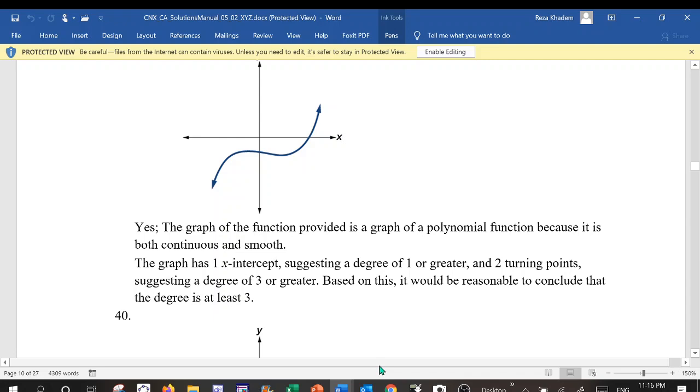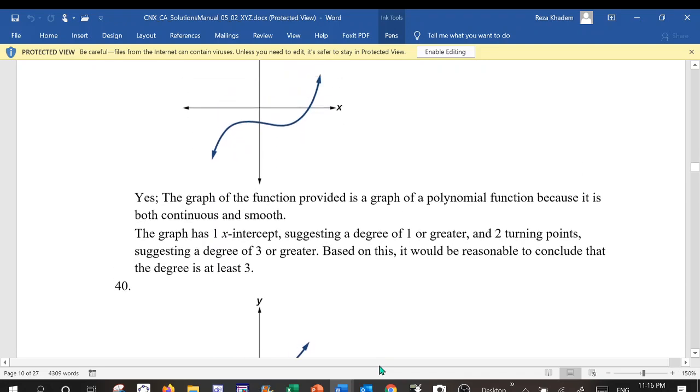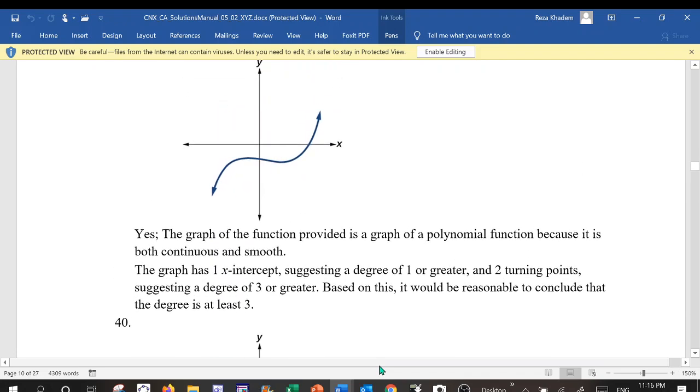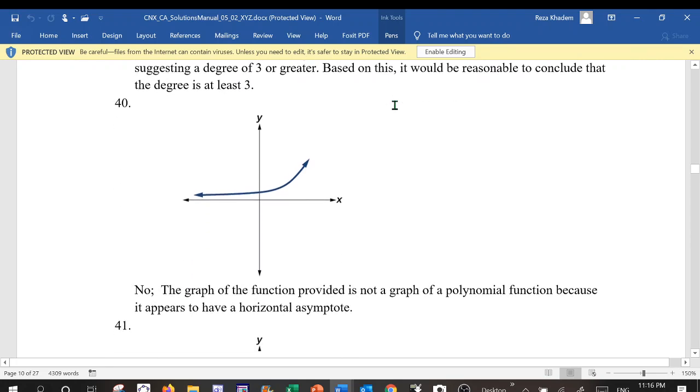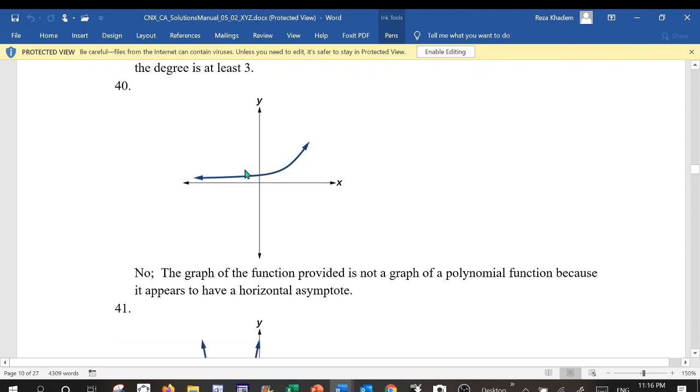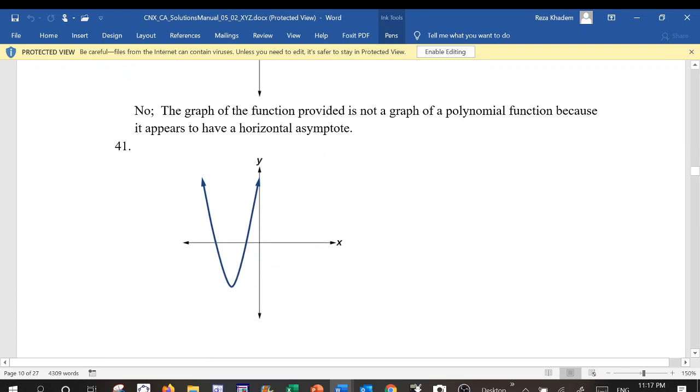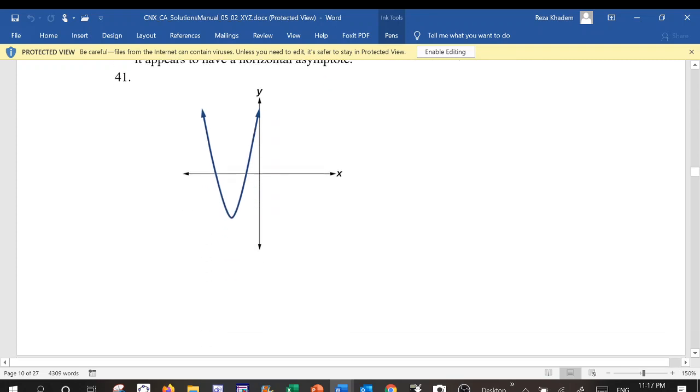All right, and what about, so it has 2 turning points, so the degree has to be at least 3, right? We talked about that. So at least 3. What about this one? Well, this one is not a polynomial because it's approaching what? A horizontal line, right? So this is not a polynomial. What about this one? Yes, and has 1 turning point.